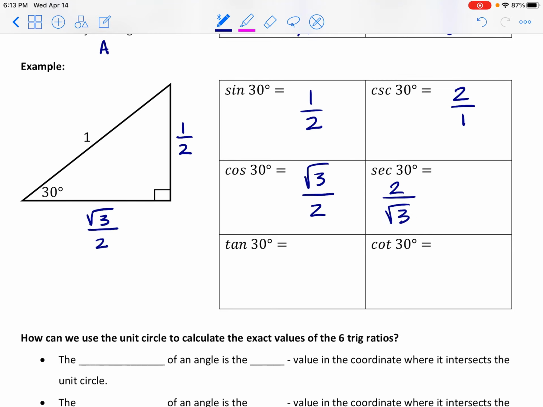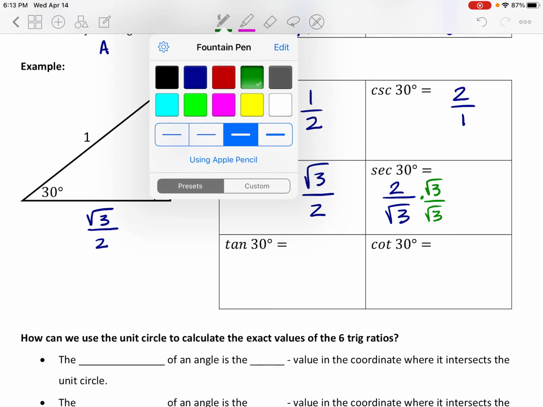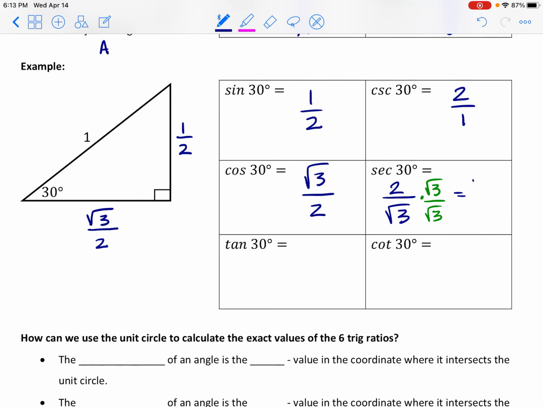Now I wrote that a little off-centered on purpose because in general we don't leave our denominators irrational like this. We want to rationalize those denominators. So we could clean this one up a little bit by multiplying by a radical 3 over a radical 3, which means really we're looking at 2 radical 3 over 3 in our simplified form. Okay, but the concept is you take this one and you flip it over, make the reciprocal.